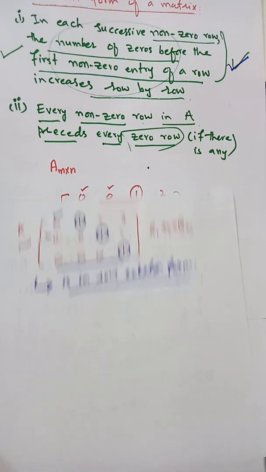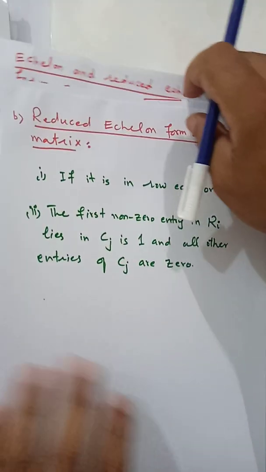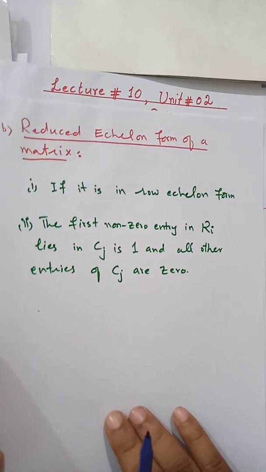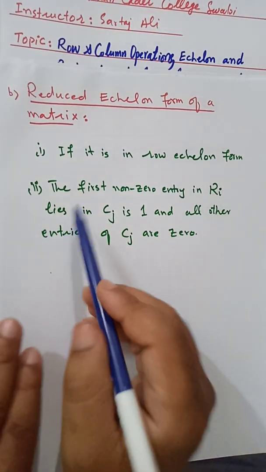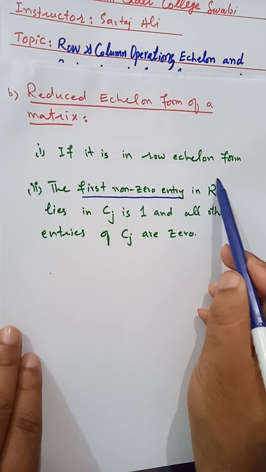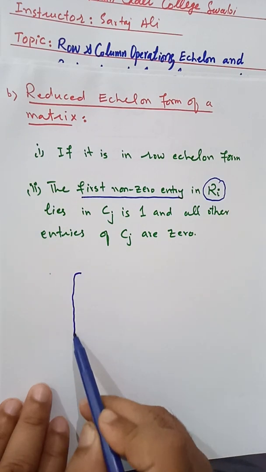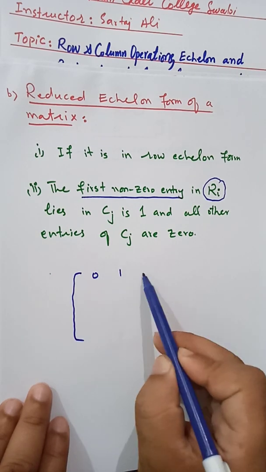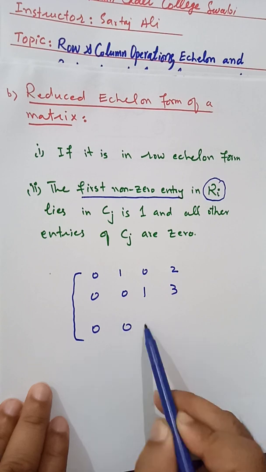Now the next is the reduced echelon form of a matrix. A matrix is said to be in reduced echelon form if it is in the echelon form, and the second condition is that the first non-zero entry of the first non-zero row, let's say Ri is the first non-zero row, and that first non-zero entry must be lying in some column. I am taking an example and explaining this: 0 1 0 2, 0 0 1 3, 0 0 0 0.